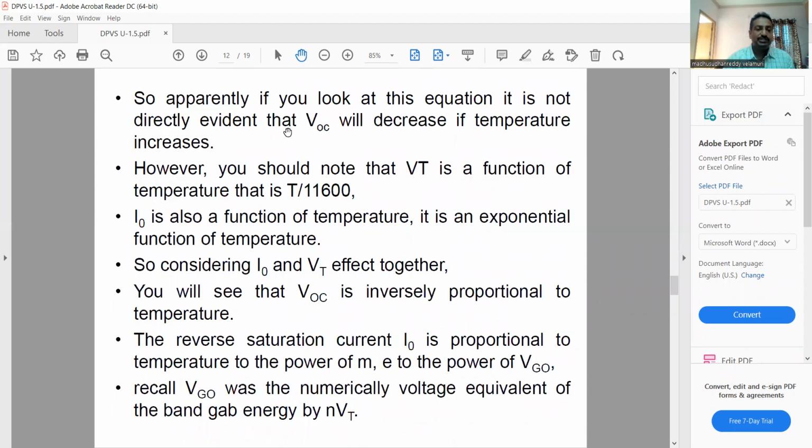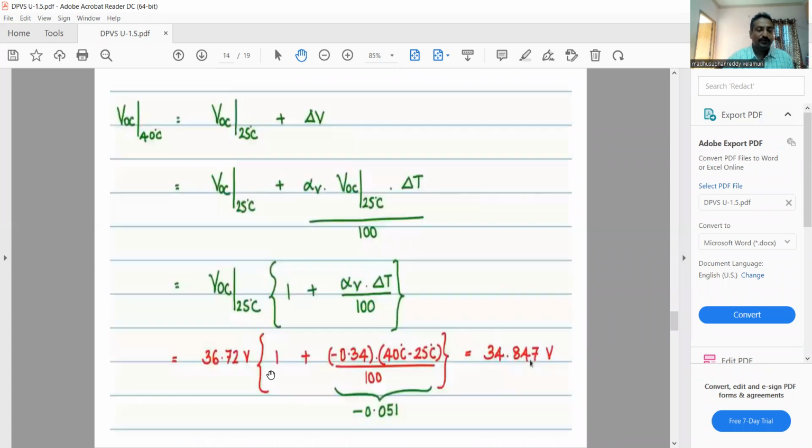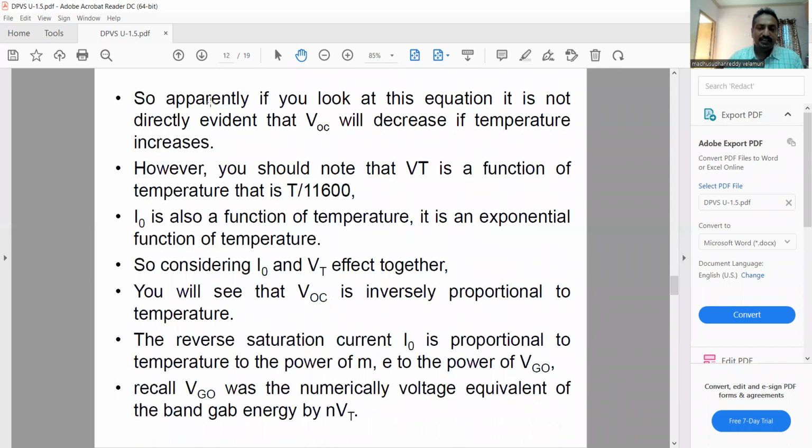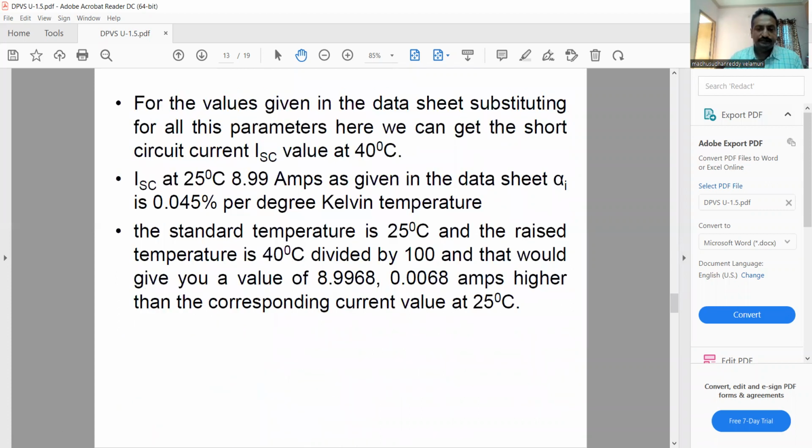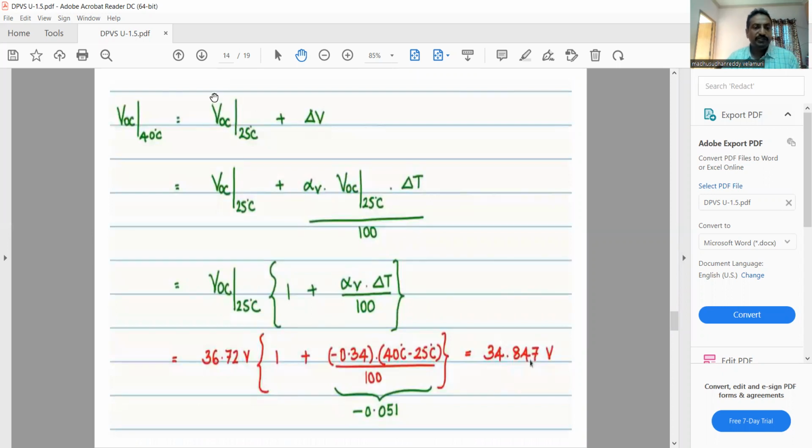Now we'll come back to this V_OC. How are you obtaining this V_OC? Then V_OC changes. What is the formula for this? All these explanations are related to that. Now we'll go to this: V_OC at 25 plus delta V. What is the delta V? V_OC at 25 degrees centigrade plus alpha V into V_OC at 25 degrees centigrade into delta T by 100. We'll take this common: 1 plus alpha V into delta T by 100.